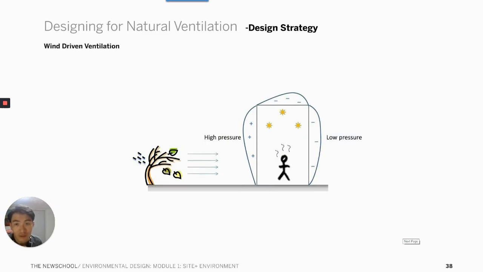If we draw a diagram, it becomes like this. Let's say wind is coming from left to right. On the windward side of the building, you have a positive pressure built up, and on the leeward side of the building, you have negative pressure built up. And if we locate two sets of openings, one for incoming air, which is the inlet, and one where air comes out, which is called the outlet, an internal flow rate is created.